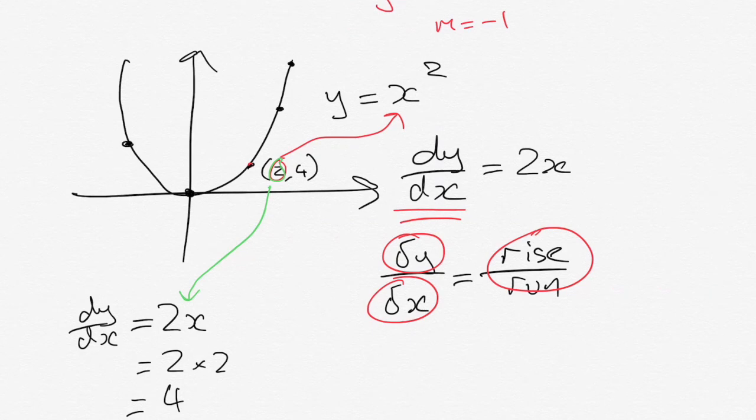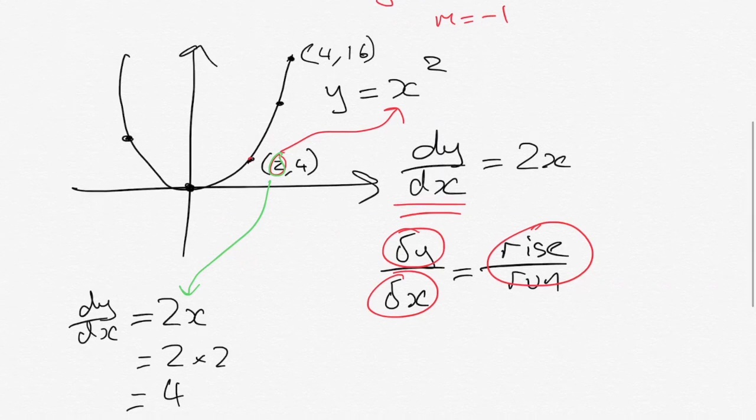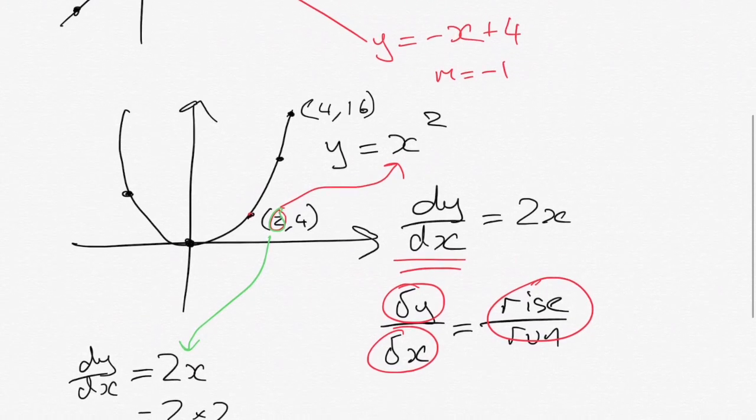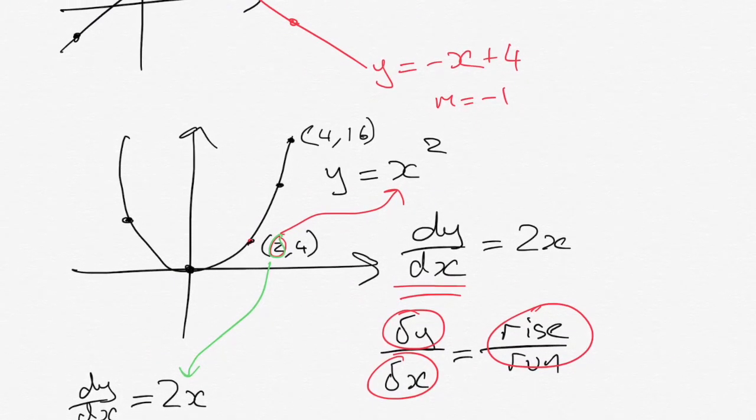Let's have a look at this point here, which might be the point 4 comma something. What's the something? 4 comma 16, because we're plugging 4 into x squared. What's the gradient at that point? We know at that point our derivative dy dx throughout the entire function is 2x, so I'm going to plug 4 into that and get an answer of 8. So even though this goes through the point 4 comma 16, it has a gradient of 8 when it does so.